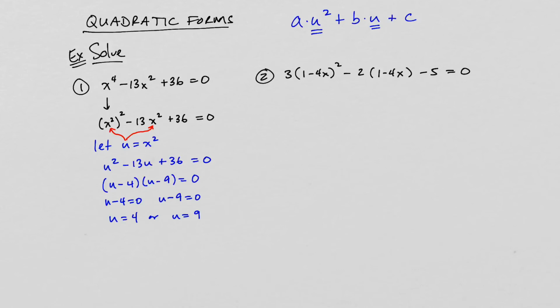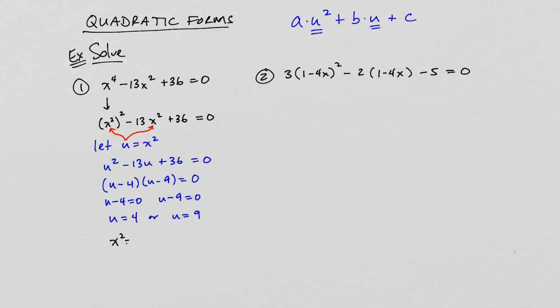However, we're not solving for u. Remember, we were solving for x. We made a substitution to simplify our equation. So now that we're done solving for u, we have to go back and say, but u was really representing x squared. So I'm going to replace u with x squared again.